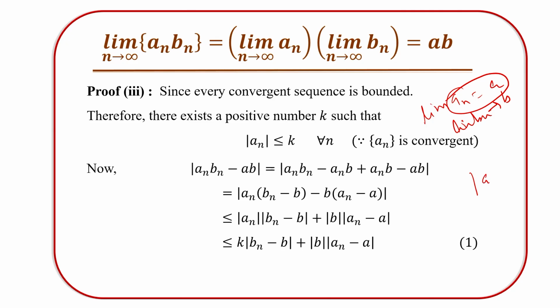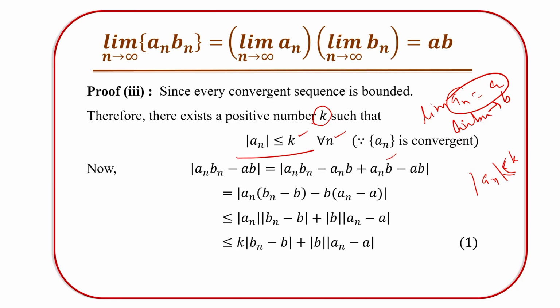that is, any sequence An is bounded if there exists a real number K such that the modulus of each term of the sequence is less than capital K, right? So here, since every convergent sequence is a bounded sequence and An is a converging sequence, therefore there exists a positive real number k such that modulus of An is less than k for every natural number n, since An is a convergent sequence.